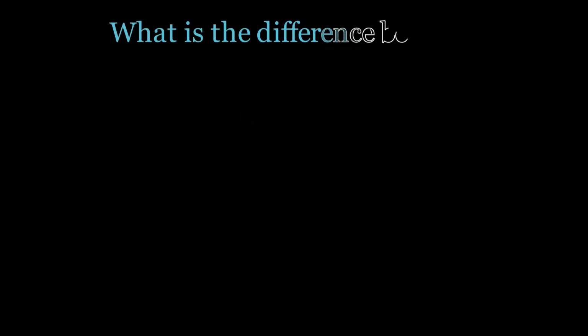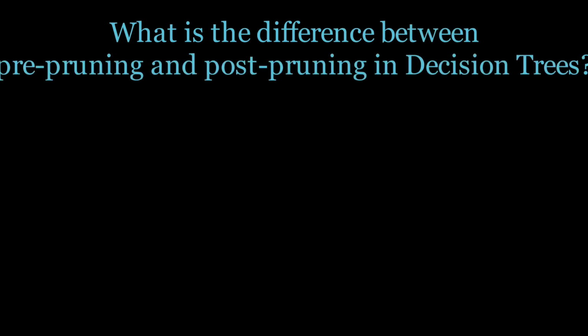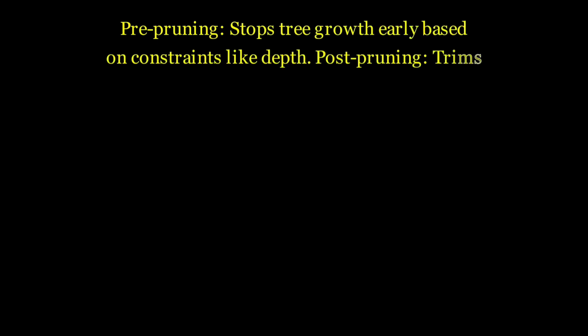What is the difference between pre-pruning and post-pruning in decision trees? Pre-pruning stops growth early based on constraints like depth. Post-pruning trims branches after fully growing the tree.